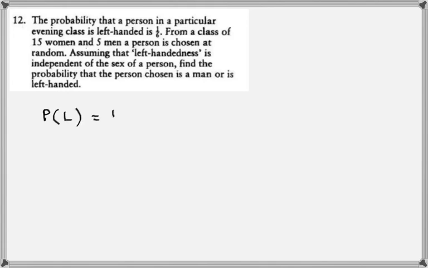Now, the last question. The probability that the person is left-handed is 1 over 6. There are 20 people in that class, out of which 5 are men. So probability of choosing a man or a male is 5 over 20.